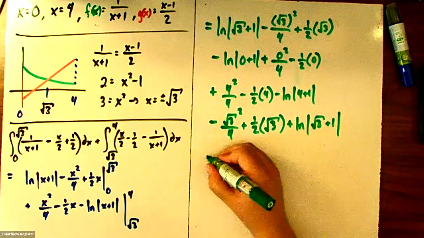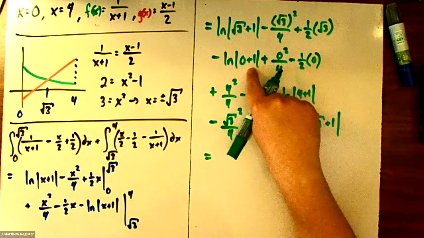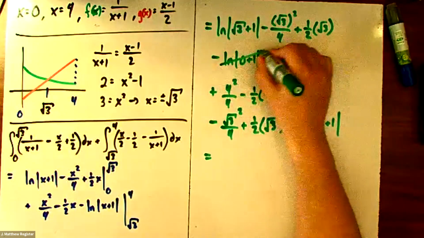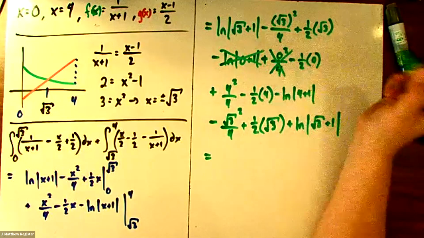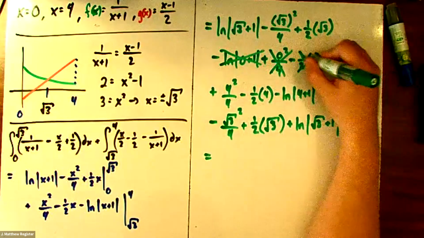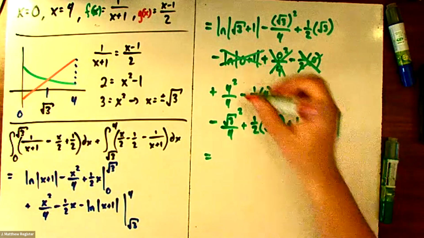And now, if you want the exact answer, you can get the exact answer. Or if you prefer to get an approximation, you can plug it into a calculator. I might go the approximation route for this one just because, well, the exact might actually be easier, to be honest with you, because the natural log of 1 is 0. So that goes away. 0 squared over 4, that goes away. 1/2 of 0, that goes away. And so basically, this entire row is gone.